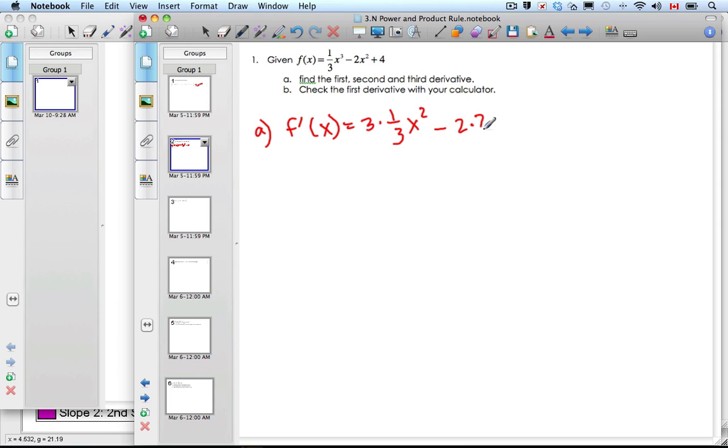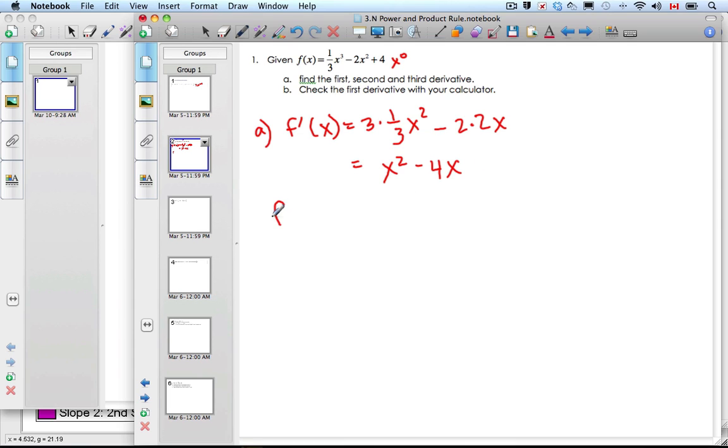2 times 2, the x. And if I had something written here, it would be x to the 0. So what happens when I bring that 0 down? That whole constant is gone. It's just 0. So now we're left with 3 times 1/3, which is just 1. So I have x squared minus 4x. And that is the first derivative.